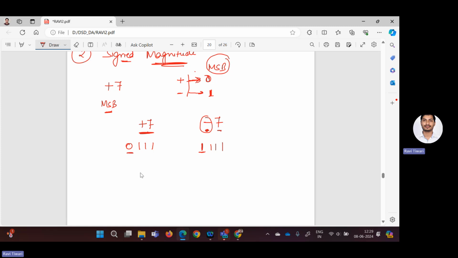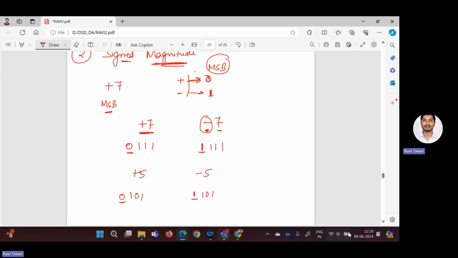The same I can show you with another example, plus 5 and minus 5. Here, as the number is positive, the first MSB bit will be 0 and the rest will be its magnitude, that is 101. Similarly, for minus 5, the first MSB bit will be 1 because the number is negative, and the rest will be its magnitude, so 101. I think it's clear, right?